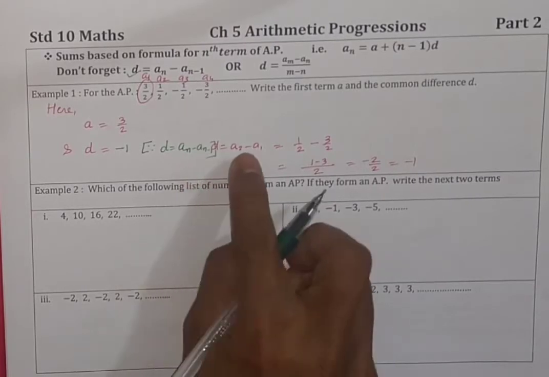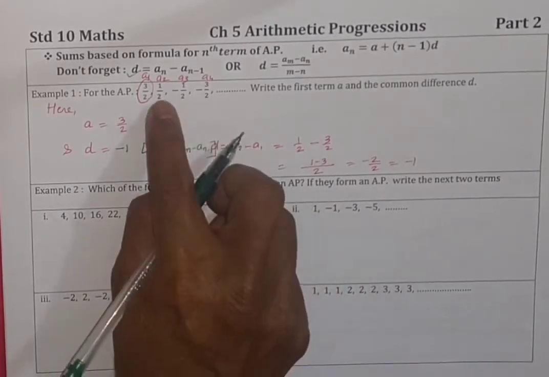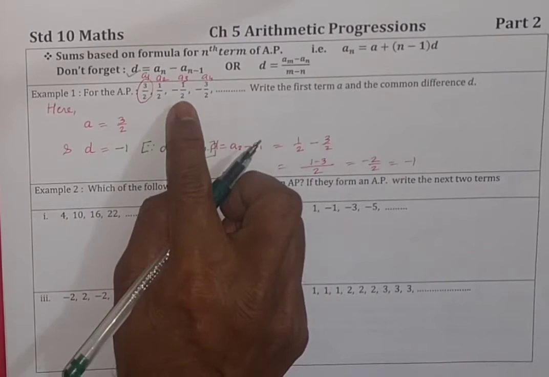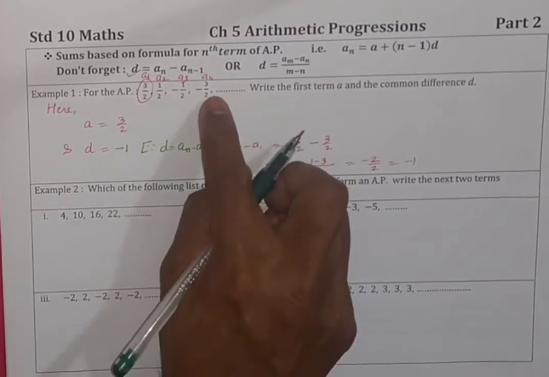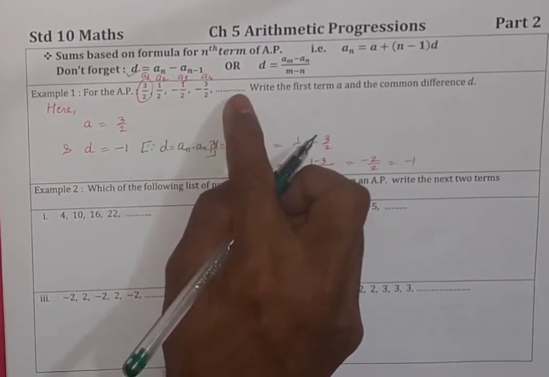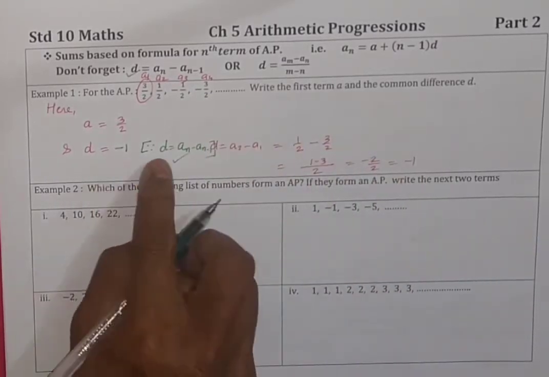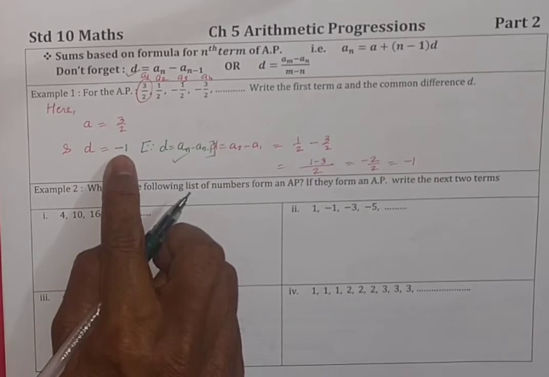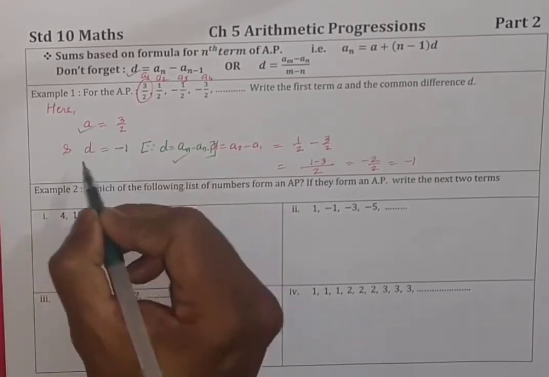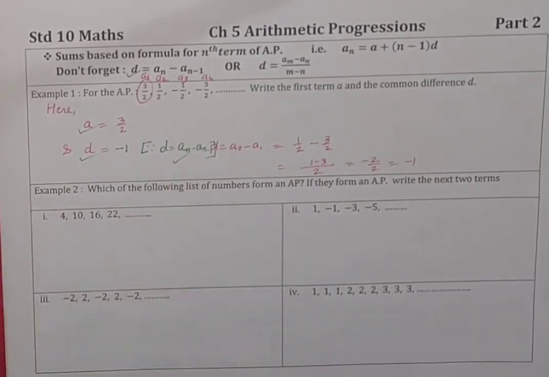Children, why are we writing that and not this? Because it can be a2 minus a1, or it can be a3 minus a2, or it can be a4 minus a3, or it can be a5 minus a4, and so on. So we write the general formula. We write the reason how we got this D equal to minus 1. So here is A, first term, and common difference D. Is that clear, children? Okay.